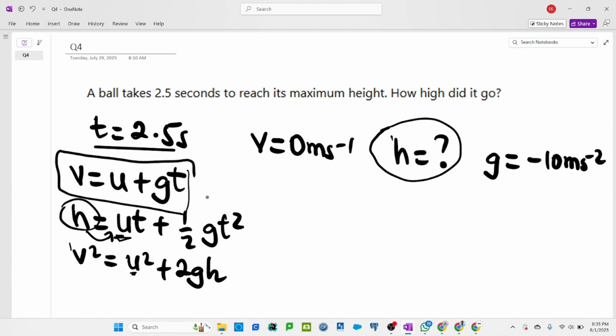For this question, you need to go between two equations. The first one is to go here first to find u. Once I know u, I can come back and use my normal equation. Are we clear?